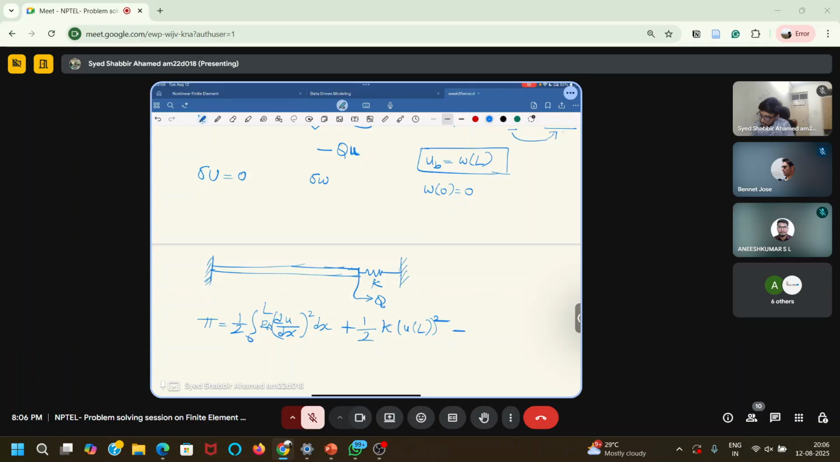And there is a force which is being applied. You can write it as integral of q into u into delta of x minus L into dx, from 0 to L. This will be nothing but, if you integrate it, you will get q into u of L. So I'm writing this way because it will be easier to do.